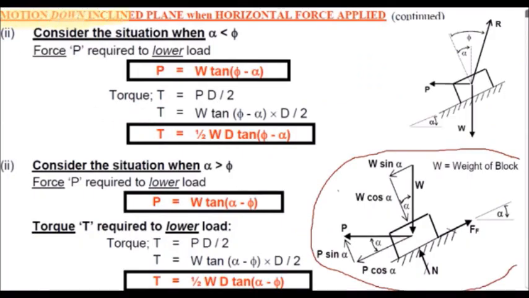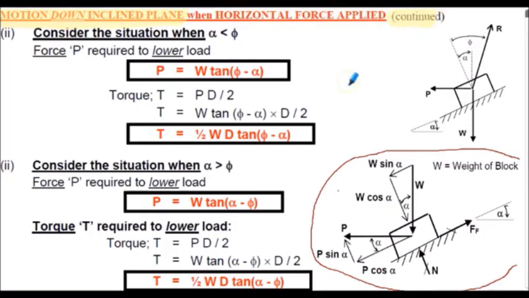Motion down the inclined plane with a horizontal force applied, continued. Let's consider the situation where alpha, the helix angle, is less than phi, the friction angle. So that's the scenario shown here in the top right hand diagram. To calculate the force P required and the torque T required when alpha is less than phi, we can use the equation shown here.